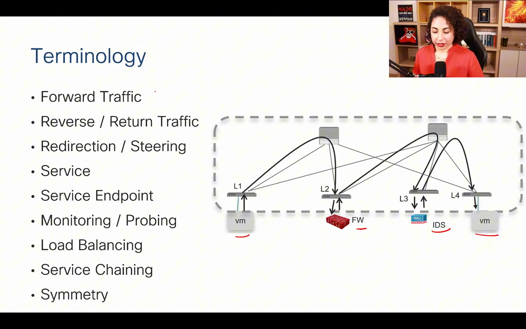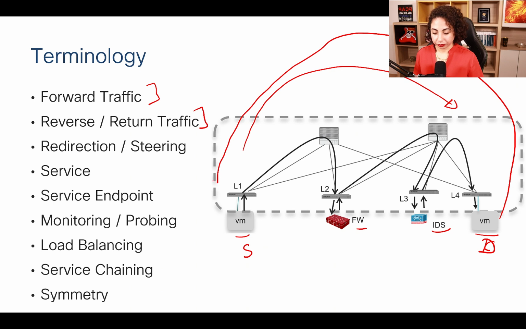So let's check out these terminology elements. When we speak about forward traffic, we will have in mind the traffic from the source to the destination. So this will be our forward traffic. Now, you guessed it, I believe the reverse or return traffic will be what we have in mind when we speak about the traffic from the destination to the source. Okay, so this is what we have in mind with forward and reverse or return traffic that we will be using. Reverse and return, we will be using interchangeably.